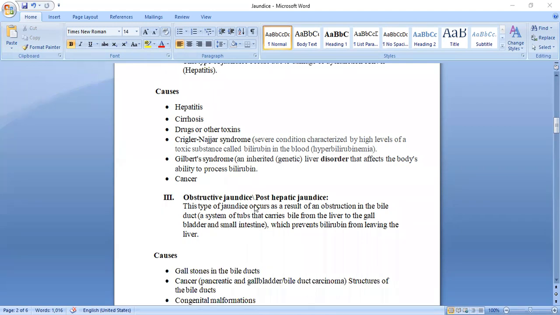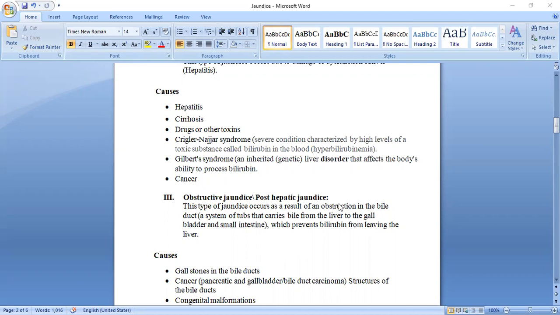Next one, obstructive jaundice, or post-hepatic jaundice. This type of jaundice occurs as a result of an obstruction in the bile duct. There is a duct from the liver to the gallbladder and small intestine, the bile duct. If there is any obstruction in this duct, then it causes post-hepatic jaundice.